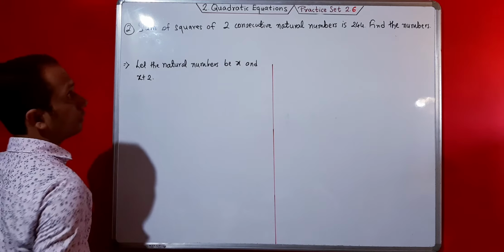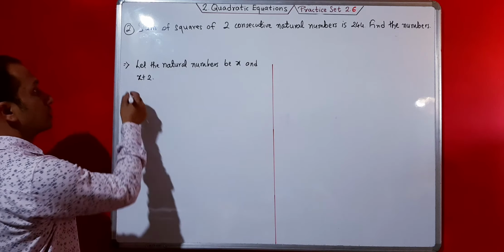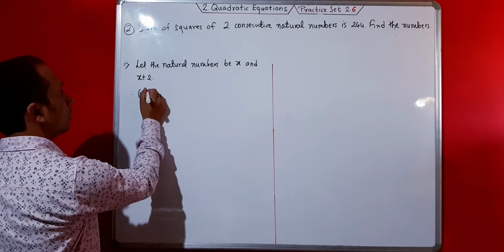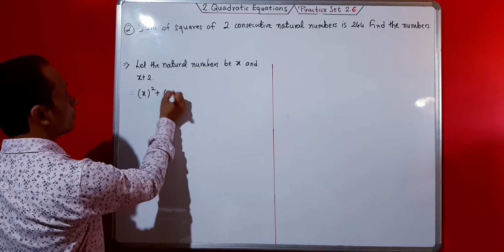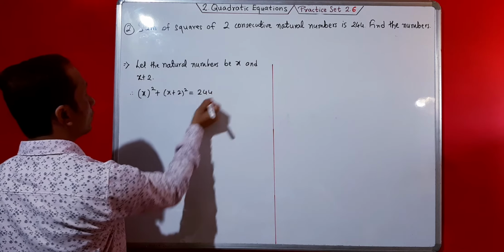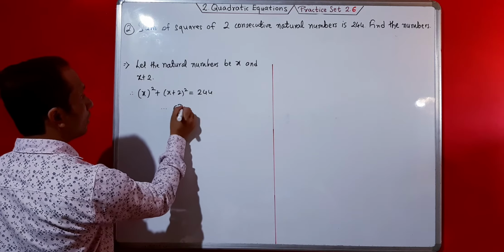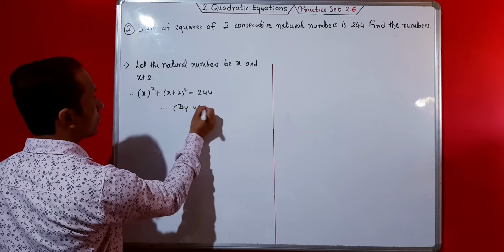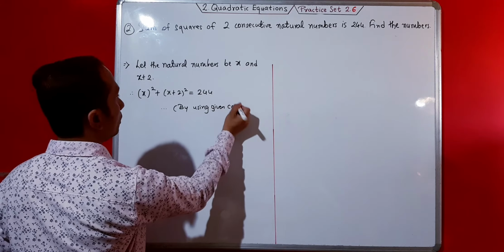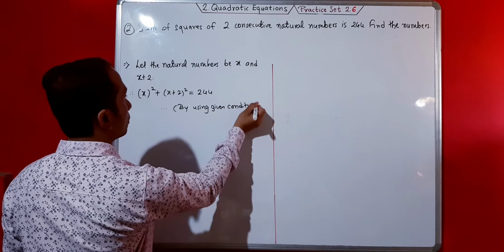So what is given? The sum of squares of the two consecutive natural numbers. Therefore x square plus (x plus 1) square is equal to 244. The reason is by using the given condition.